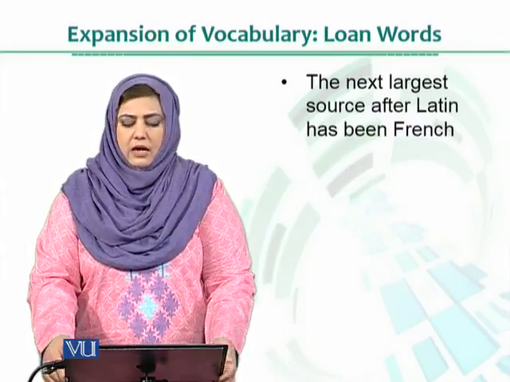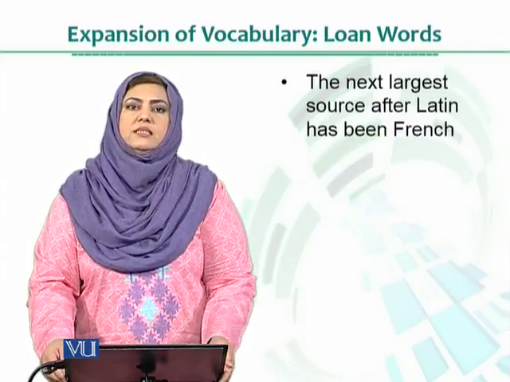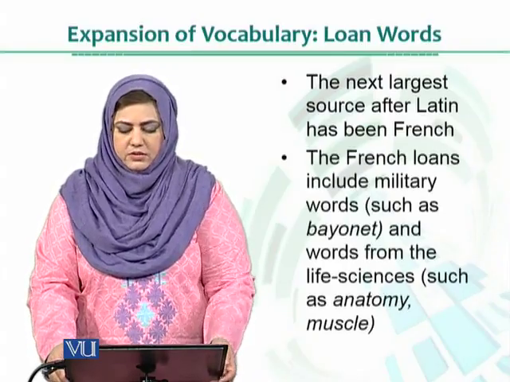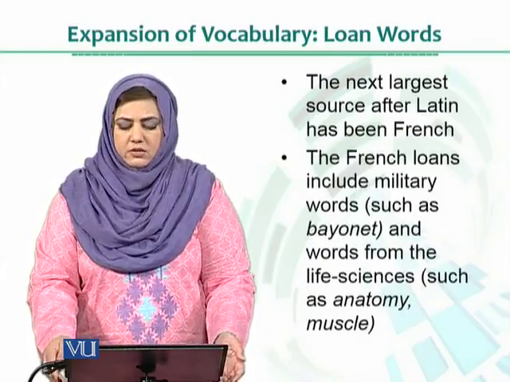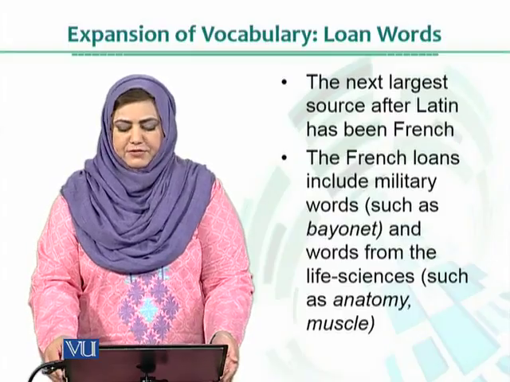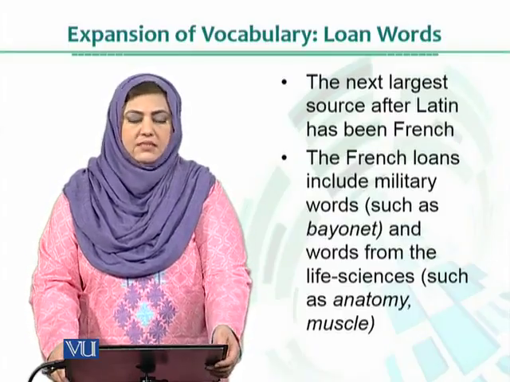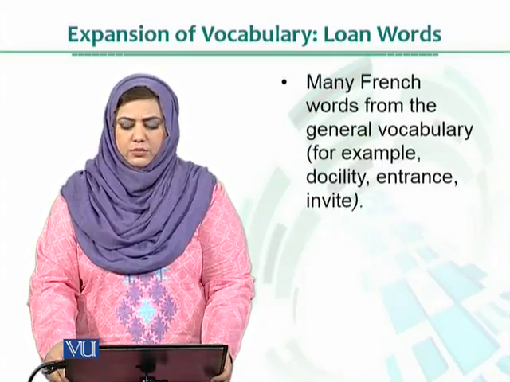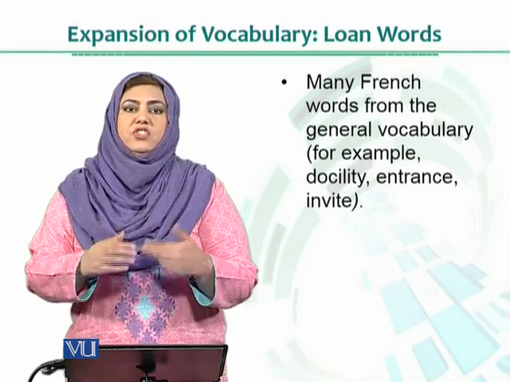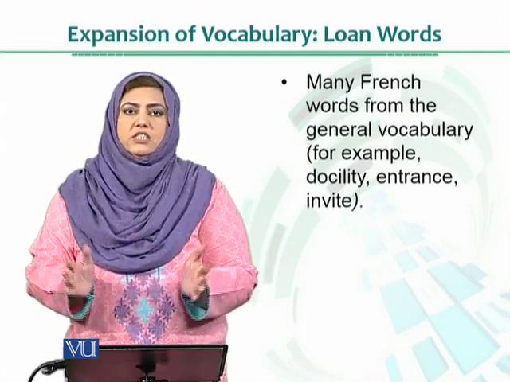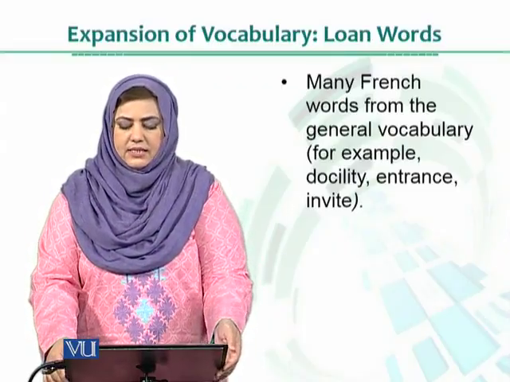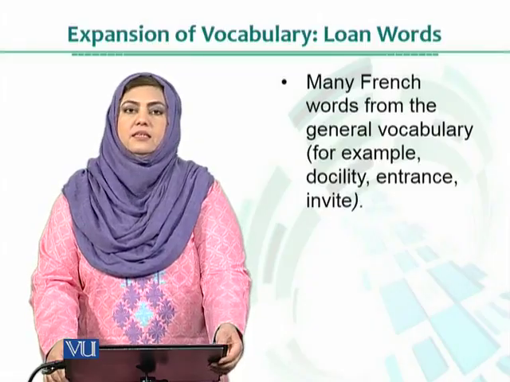The next source after the Latin language that we need to consider as a language from where words were borrowed is French. Well, the French loans include military words such as bayonet and words from the life sciences such as anatomy or muscle. And there are long lists of these words that we can find. However, apart from specific domains of life, general words were also added into the general domain of life as well. These words include docility, entrance, and invite.